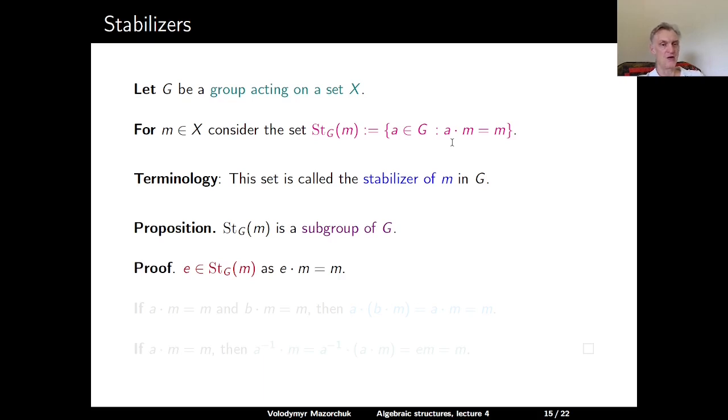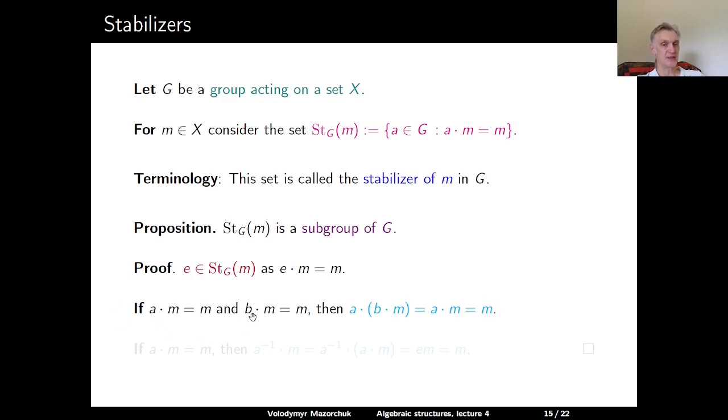Proof: first of all, if we apply identity to m, we get m. So identity belongs to the stabilizer. Next, if a times m is m and b times m is m, then a times b times m is equal to a times m is equal to m.